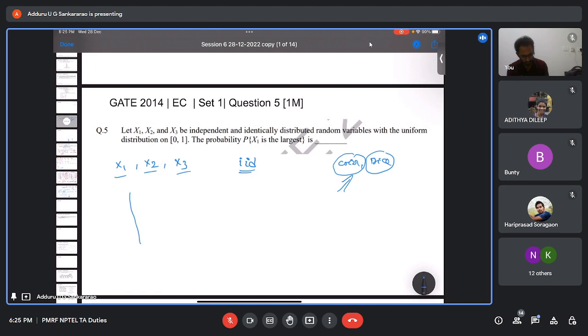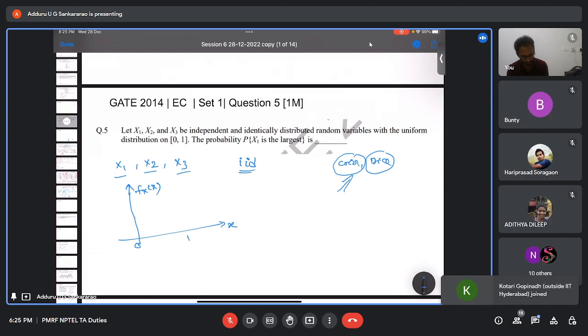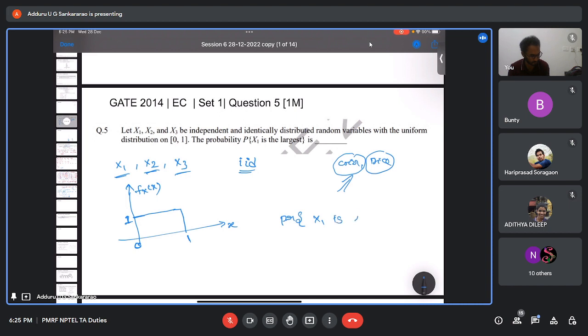You know the uniform distribution. If this is x, then this is a continuous random variable, and f of x is the PDF. It is uniformly distributed between 0 and 1. You might know different distributions, uniform, Gaussian, Poisson, like that. The area should be 1. It's a constant between 0 and 1, so to make the area 1, the height should be 1. All three are independent and identically distributed like this: X1, X2, X3. Now what they are asking is, what is the probability that X1 is the largest?